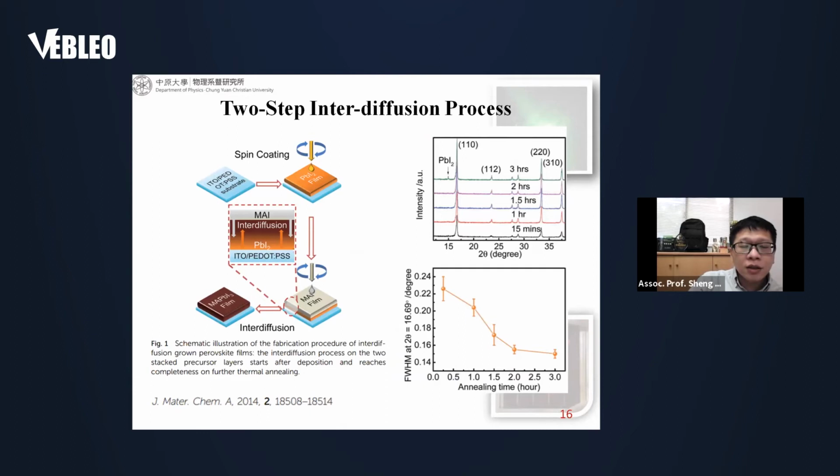And they also can use a two-step interdiffusion process. They will fabricate PbI2 first, then fabricate MAI, and through the interdiffusion process, it can form the perovskite thin film. And the main drawback is that there is a long interdiffusion time. The optimal time is about 2 hours.